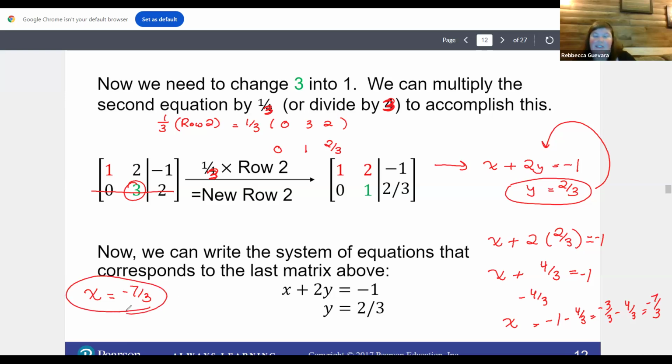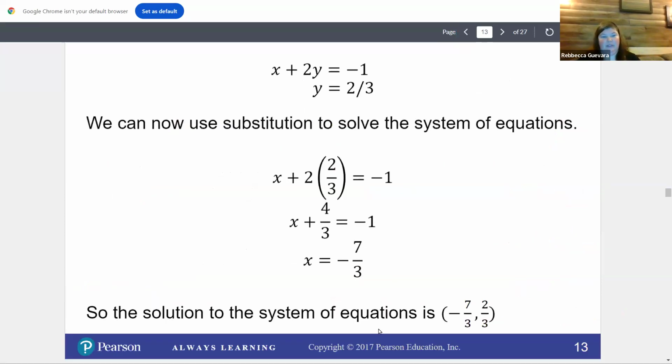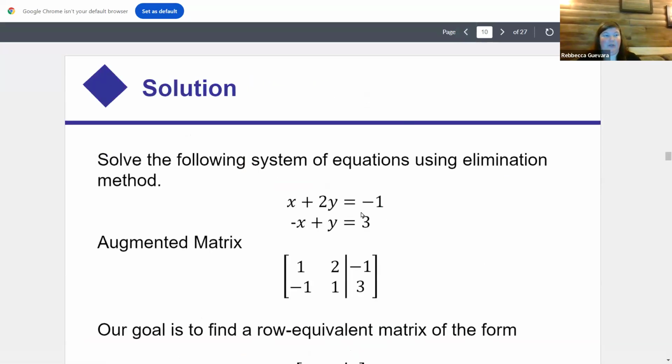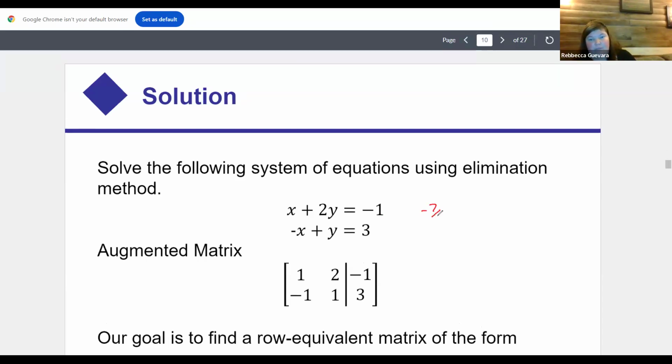So now we have x and we have y. Like I said right here, we see that the solution to that original system that we had is going to be -7/3 and 2/3. So this system right here we have a solution for.